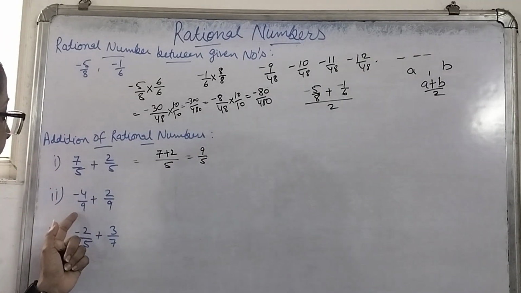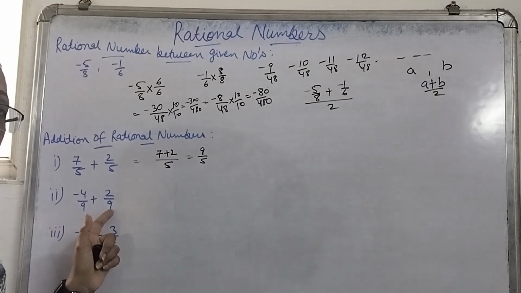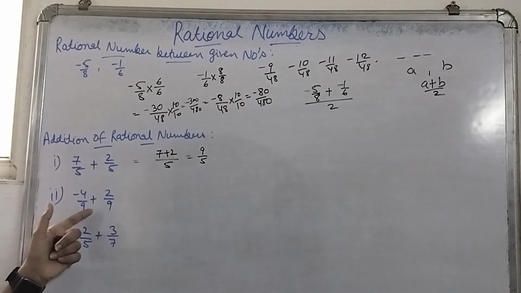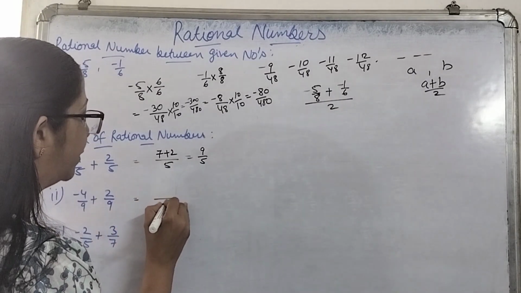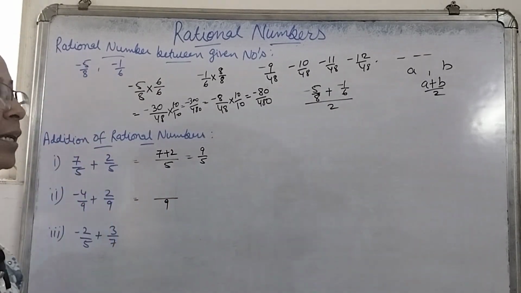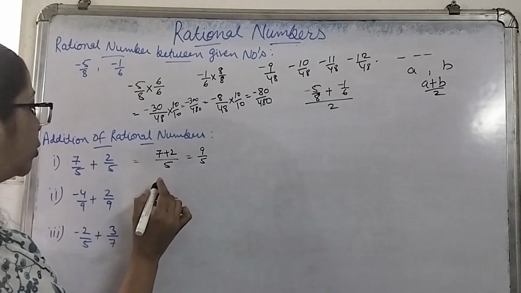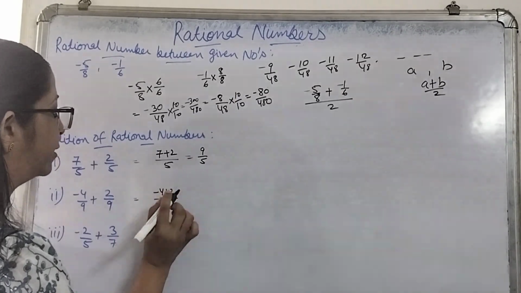Now the second case, here also the denominators are the same. Both denominators are 9 only. So in the sum, the denominator will be 9 only and we will add the numerators. The numerator over here is minus 4 and here it is 2.